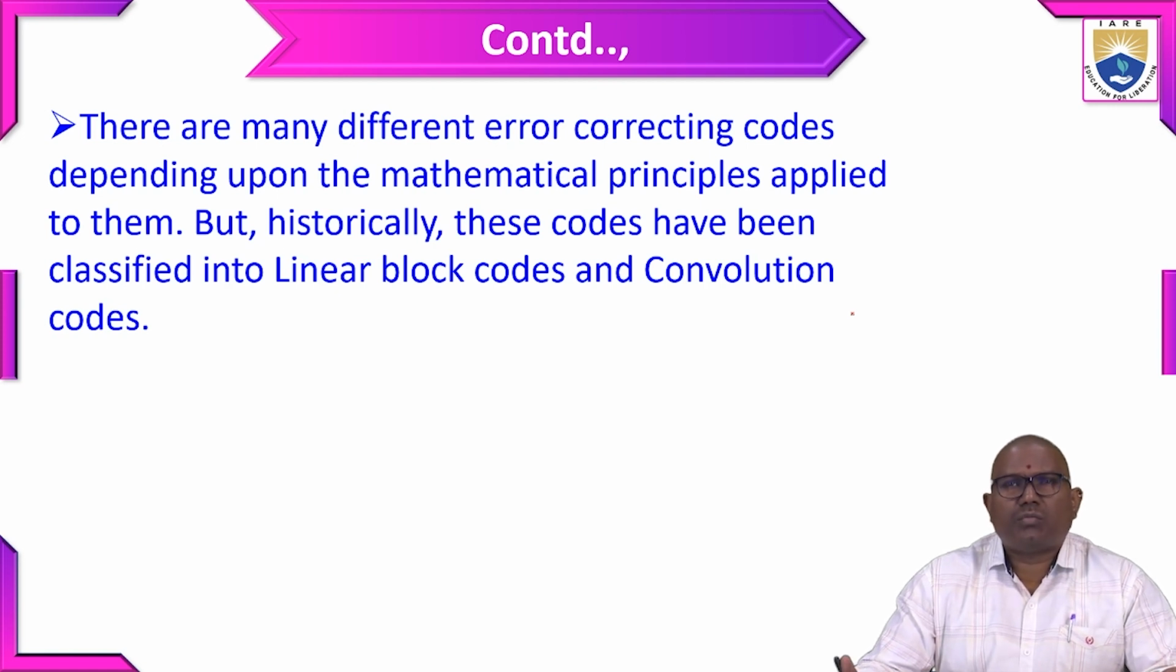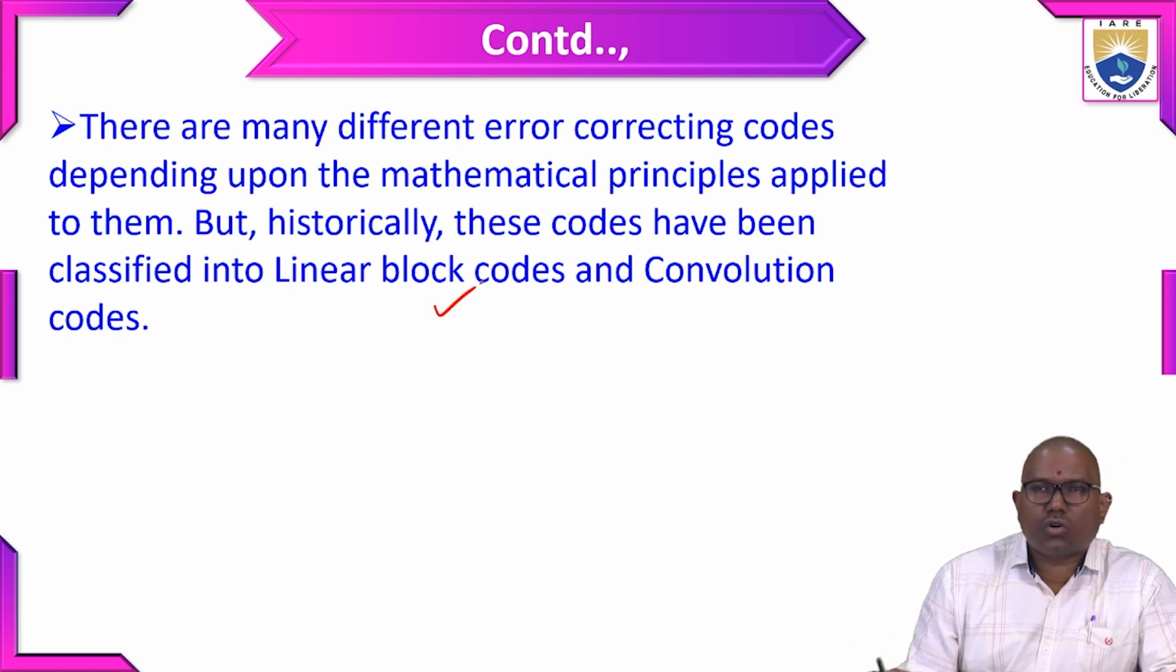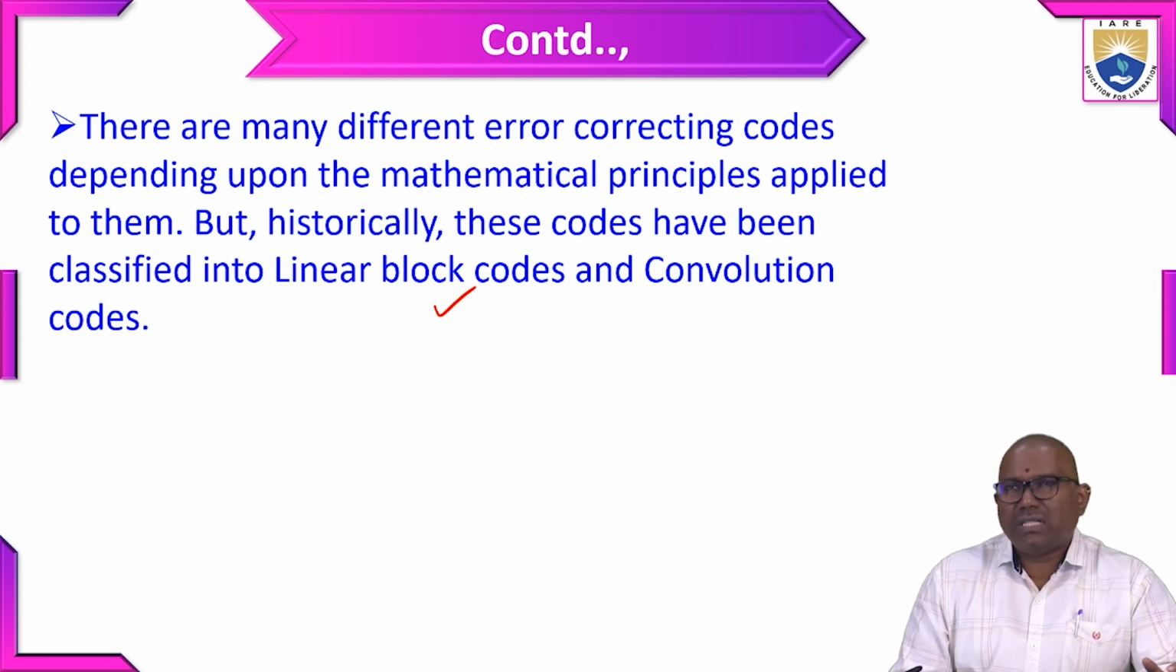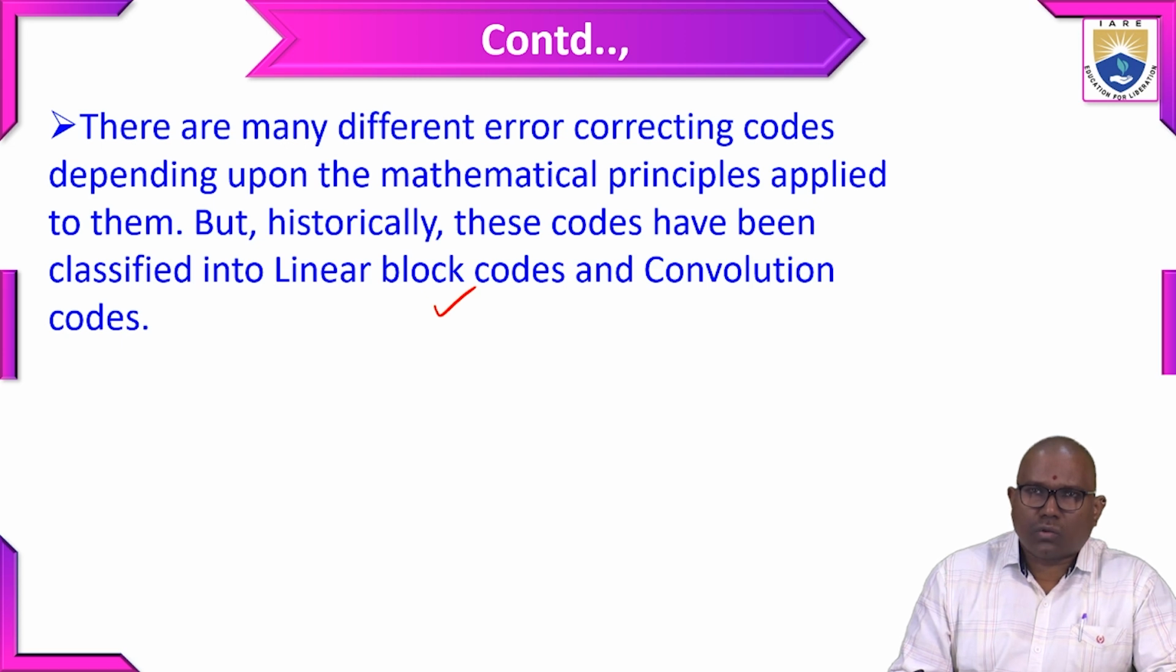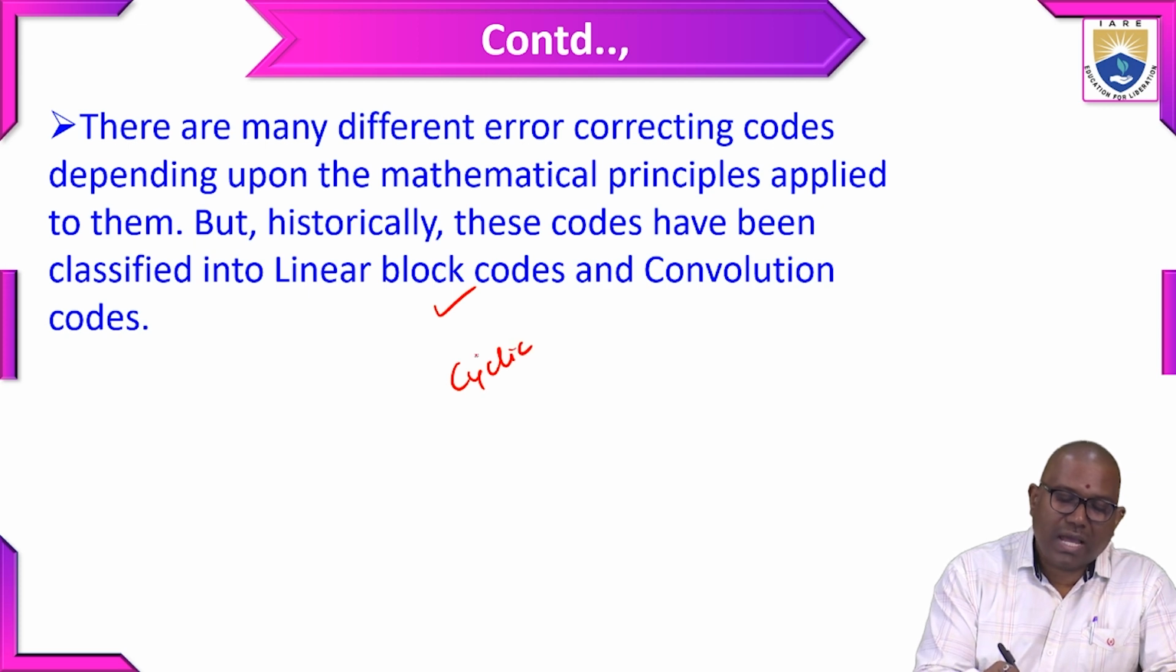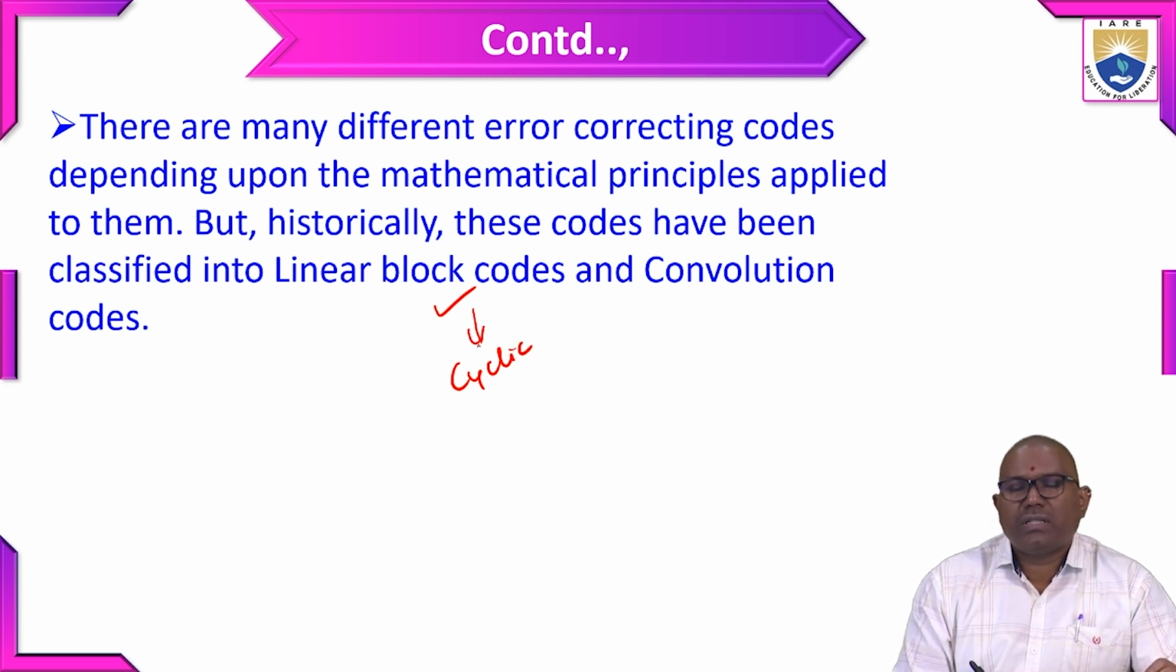Now there are many different error correcting codes depending upon the mathematical principles applied to them. But historically, these codes have been classified into linear block codes and convolution codes. So we have only two types, but by the syllabus you have only block codes, there are no convolution codes. So in this module, we are going to cover block codes and cyclic codes. Cyclic codes are a subclass of block codes, so that's why in this syllabus we only have block codes and cyclic codes.